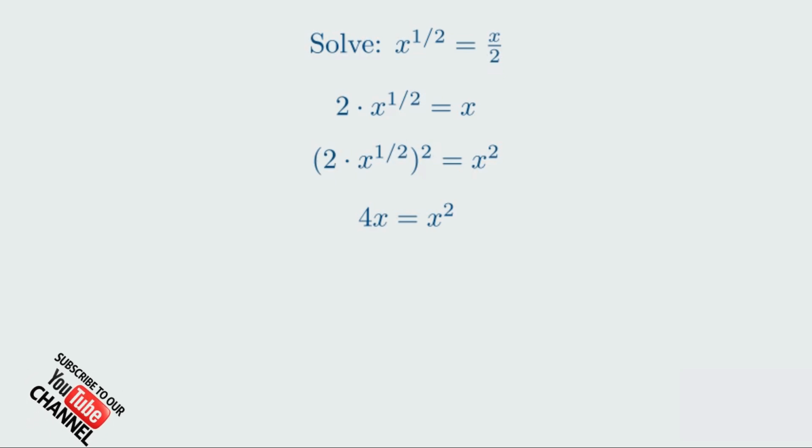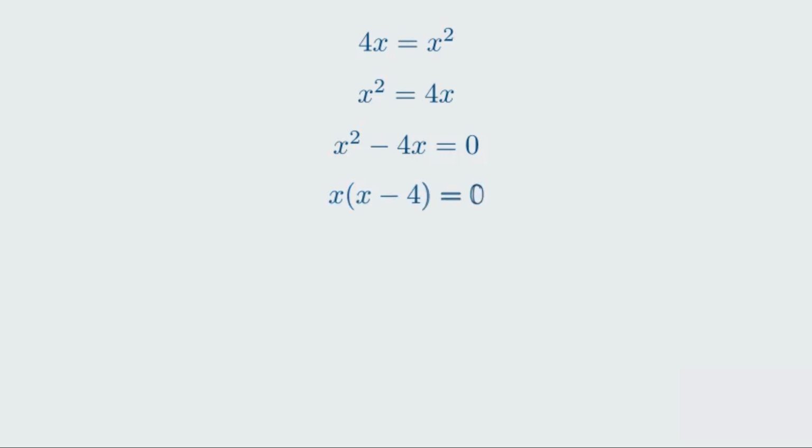Now we have a simple quadratic equation. Let's rearrange it to solve for x. We've reached the quadratic equation, 4x equals x squared. Let's find its solutions. To solve this quadratic, we can move all the terms to one side, setting the equation equal to 0. Subtracting 4x from both sides gives us x squared minus 4x equals 0. Now we can factor out the common term, which is x. This leaves us with x times the quantity x minus 4 equals 0.